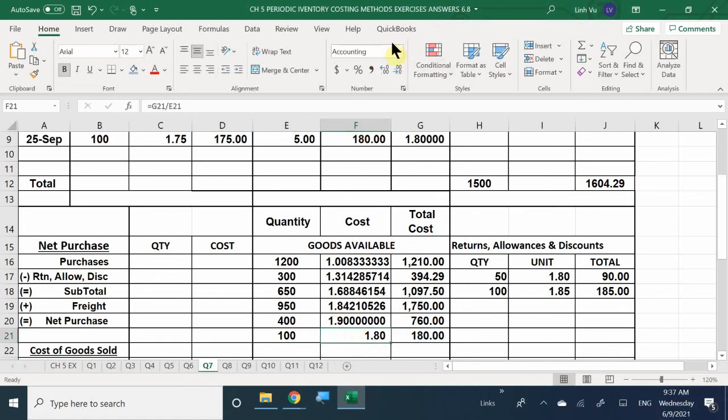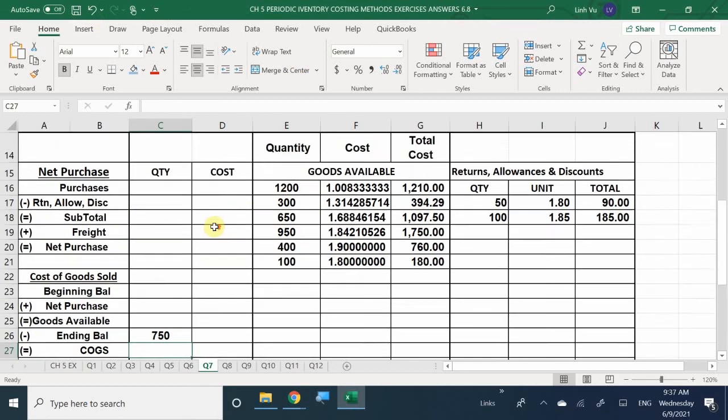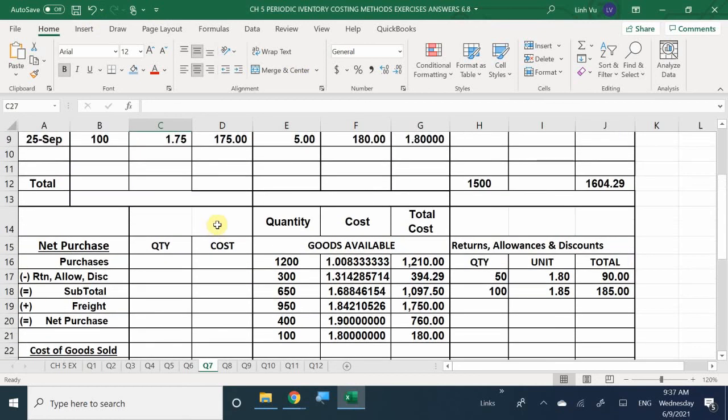So there we have it. Since I know that I have 750 units left on hand, I'm going to enter that right here. So let's go ahead and sum up all of our columns.